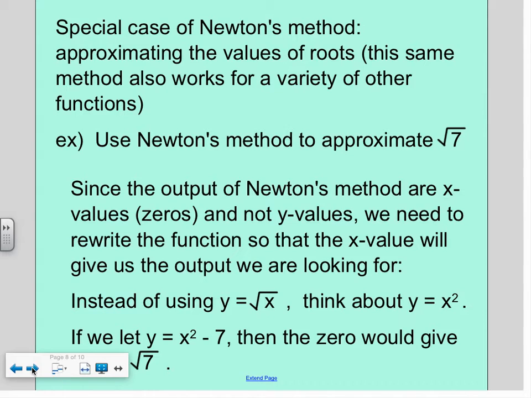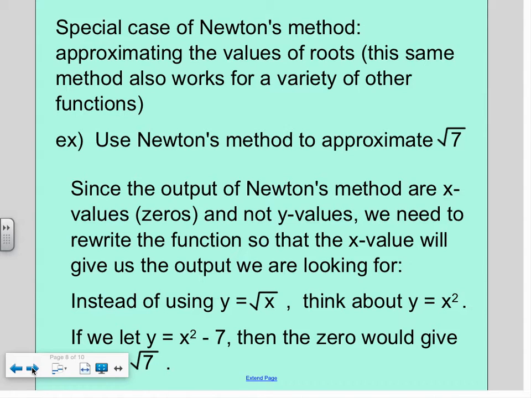All right, the special case of Newton's method, approximating the values of roots. So this also works for some other functions. It takes a minute to wrap your brain around it, but we're going to use Newton's method to approximate the square root of 7. So the output of Newton's method is normally x values. It's the x values of the zeros of the function, not the y values. But here we're approximating the square root of 7, which basically is a y value.